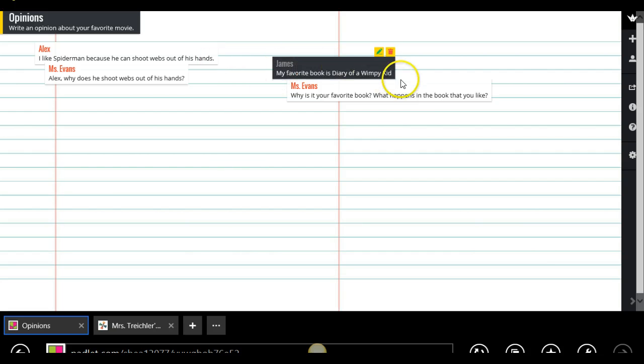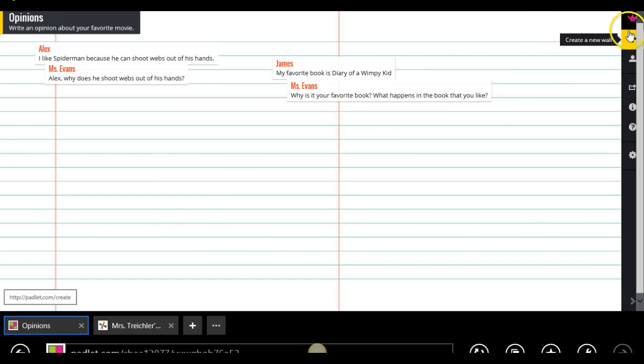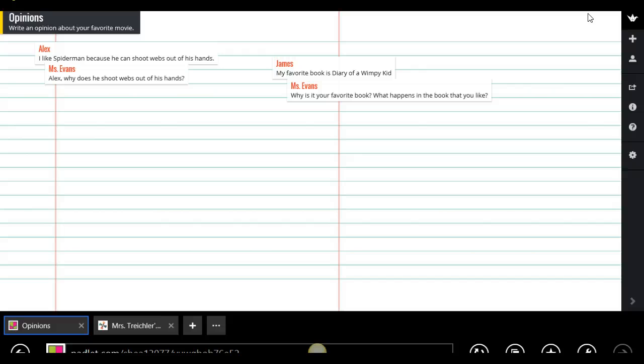Another example, James wrote, my favorite book is Diary of a Wimpy Kid. And I responded and I said, why is it your favorite book? What happens in the book that you like? And this is encouraging the students to add detail and to add more to support with their writing.